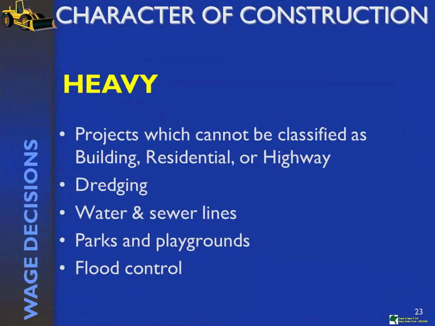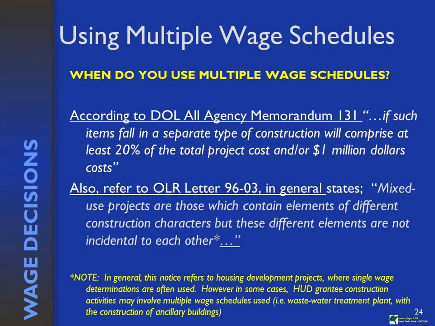Those are both DOL memorandums that give more specific guidance on the types of projects that may fall under a certain character of construction. As you see here, I've put a notation, because we've had some issues come up with mixed contracts or mixed use projects, where 2 wage decisions may be warranted. And we have a letter, 9603, that speaks to that kind of situation, where you may have to incorporate 2 wage decisions.